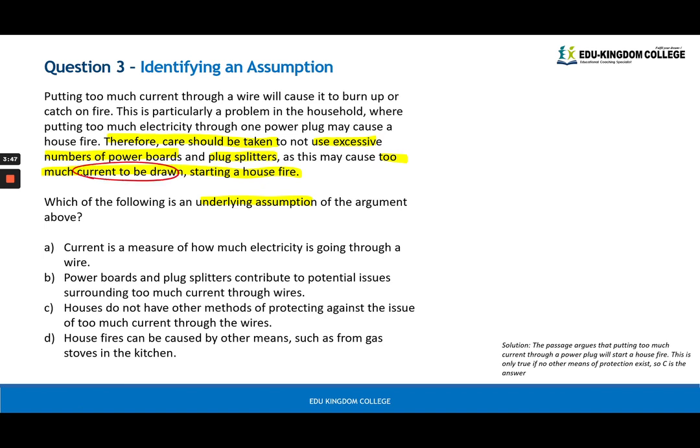However, in reality, we don't have fires blowing up in every single house, and there are a lot of safety regulations to do with that, we know. And the reason is because, option C, the assumption is that houses do not have other methods of protecting against the issue of too much current through the wires. Just because putting too much current will cause it to burn up, doesn't mean that it will definitely happen in all houses. We're assuming that there are no protective features there. So C is the answer.